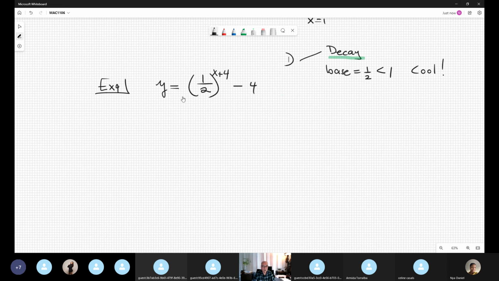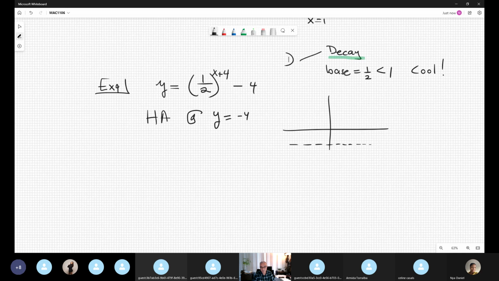Okay, so now, conclusion, my horizontal asymptote is at y equal minus 4, correct? So when you are doing this, I suppose that this is my horizontal asymptote. Now my exponential looks like that, because of the decay. However, it would be fantastic to find the y-intercept and x-intercept.